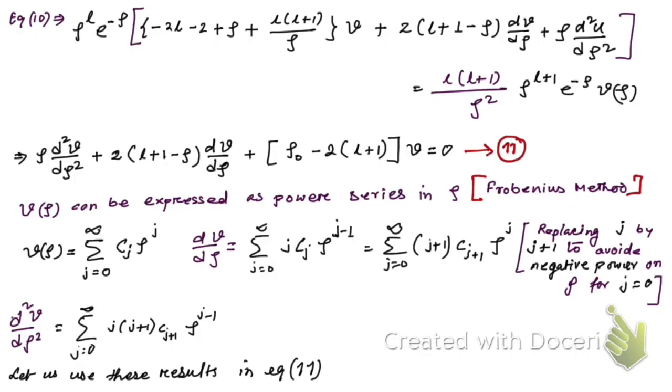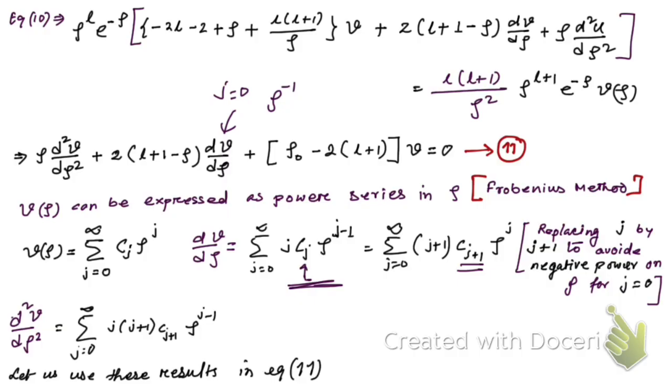So now you see, let me explain why I have replaced j by j plus 1. Because if you use this in equation number 11, for j equal to 0, you're going to get rho to the power minus 1. Then the mathematical operation is going to be very complicated. So that's why, to avoid these circumstances, I have replaced this j by j plus 1.